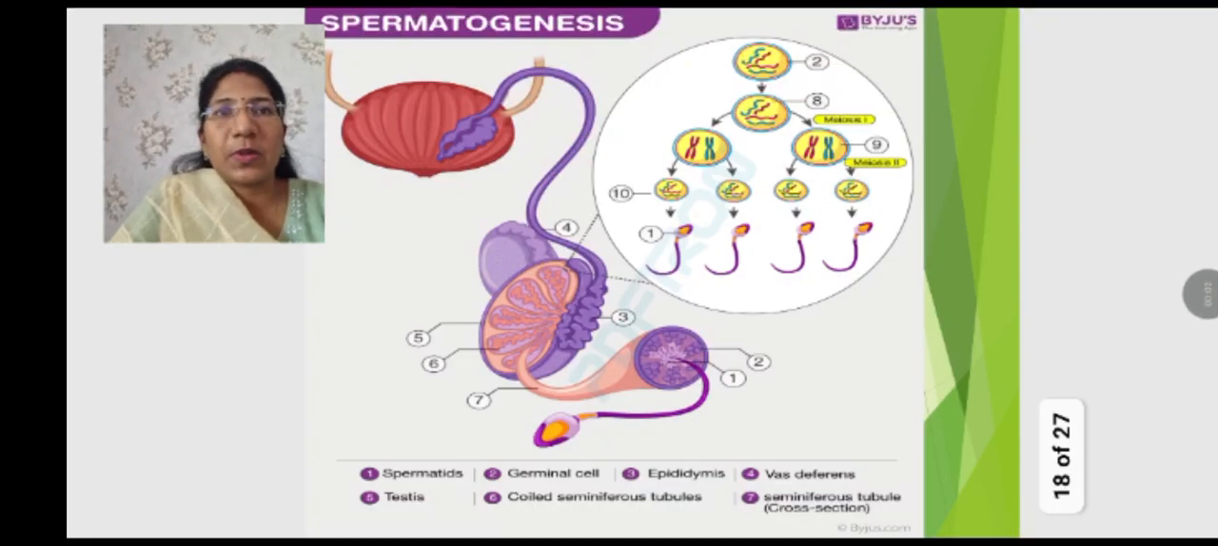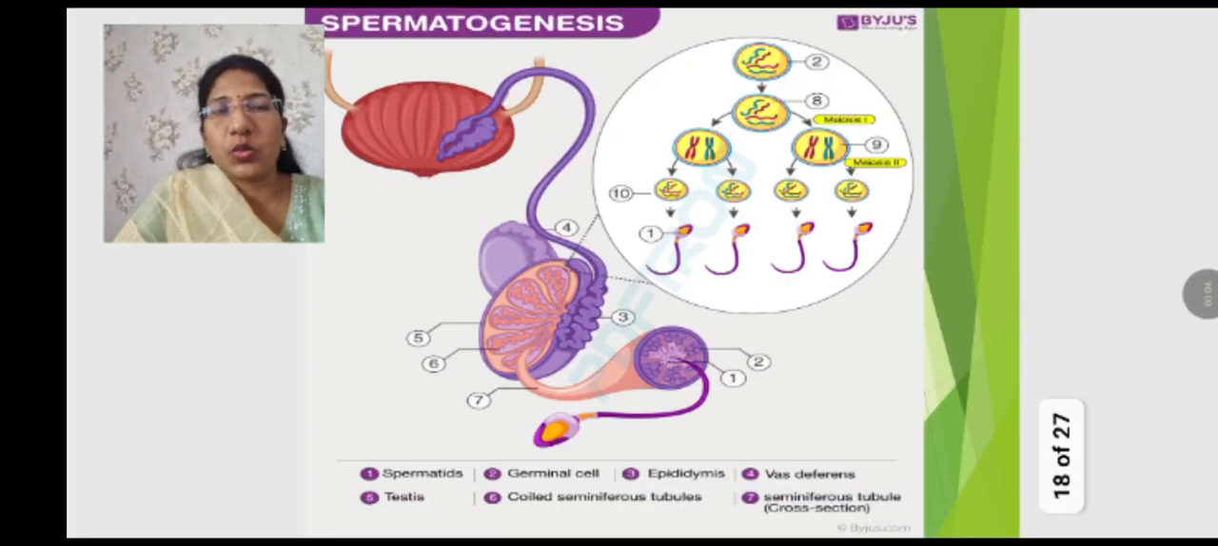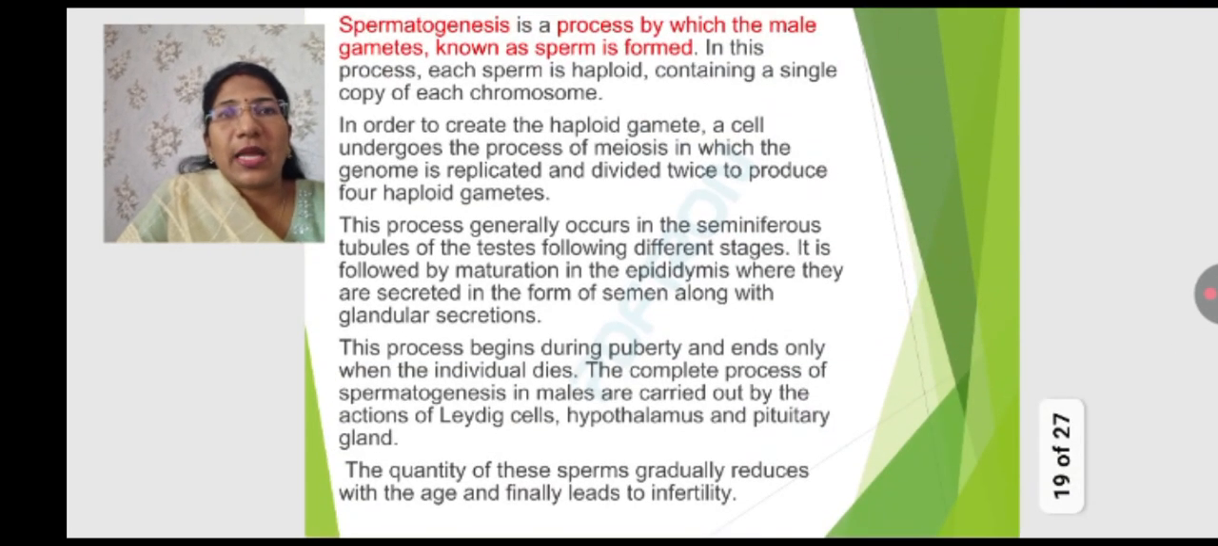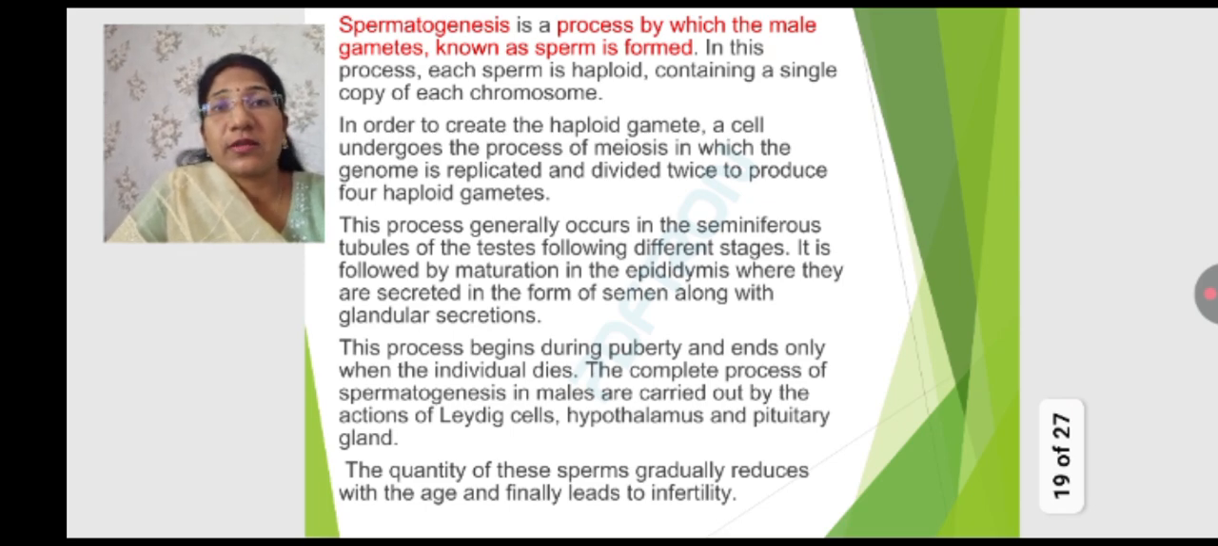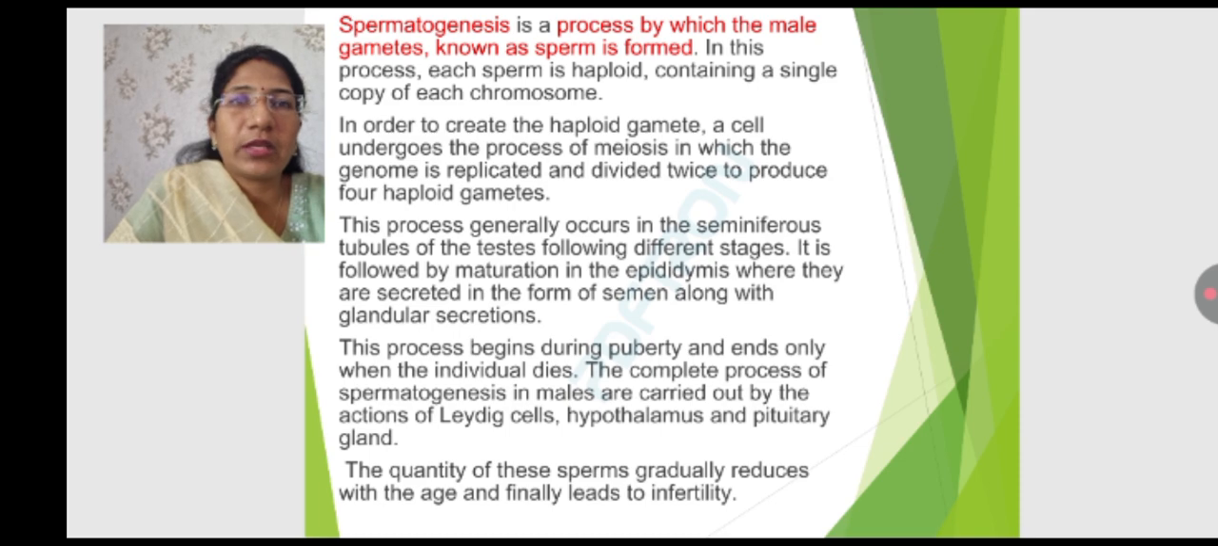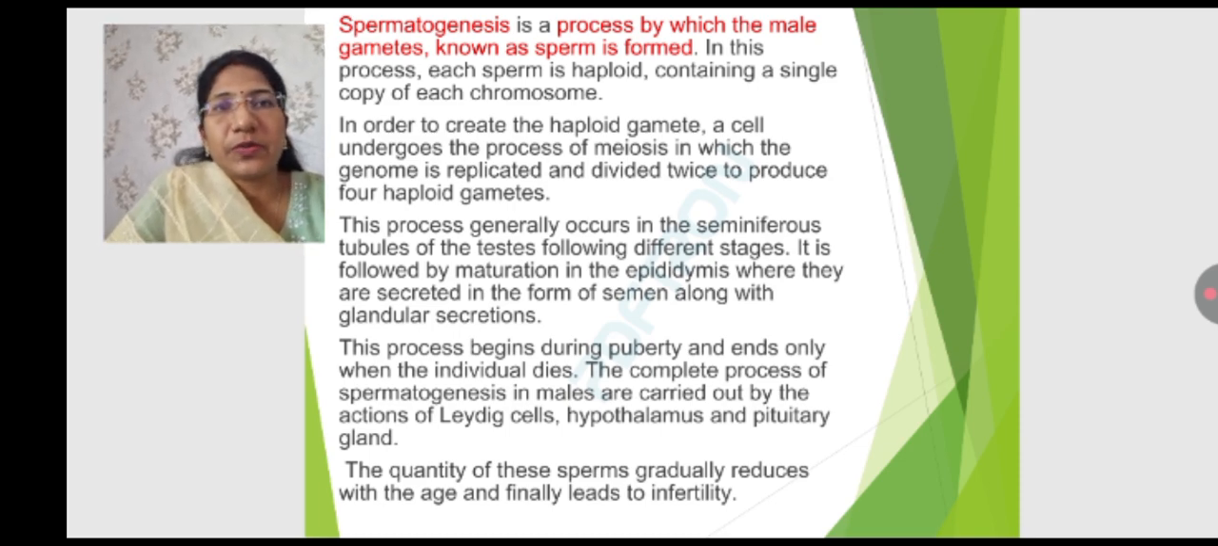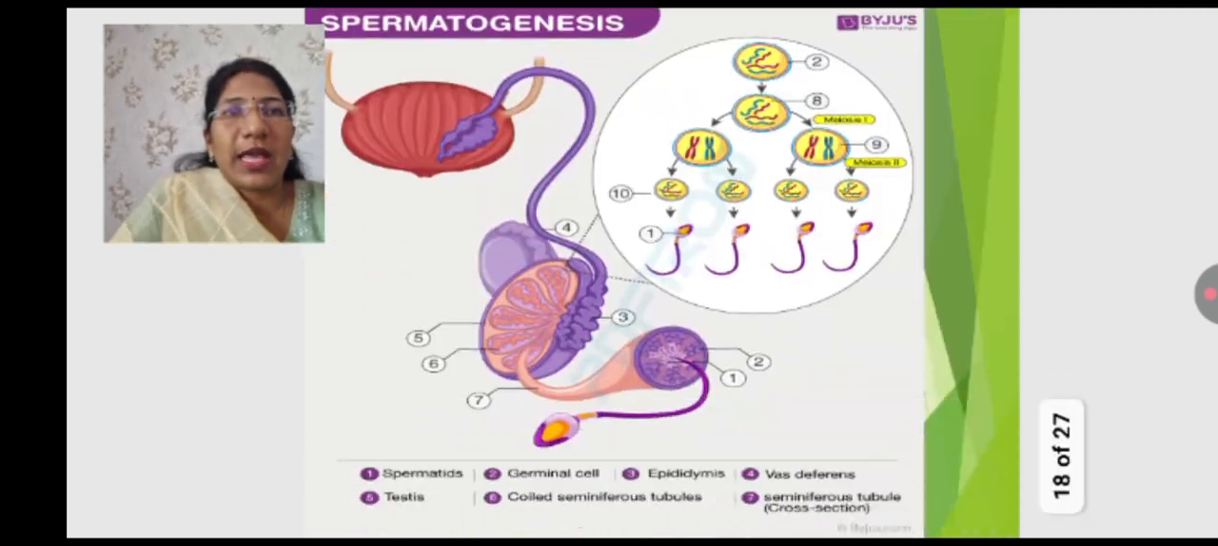The last part of this topic is spermatogenesis and oogenesis. In it we have to see what is meant by spermatogenesis and oogenesis, what the different processes are, and what the differences are between them. First, we have to see this diagrammatic representation of spermatogenesis.